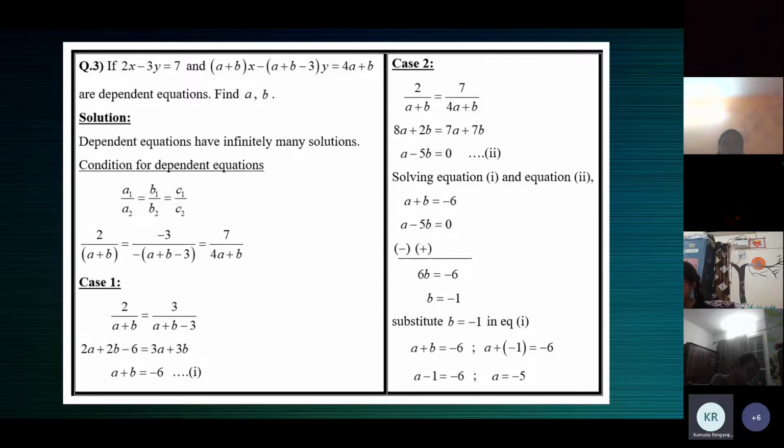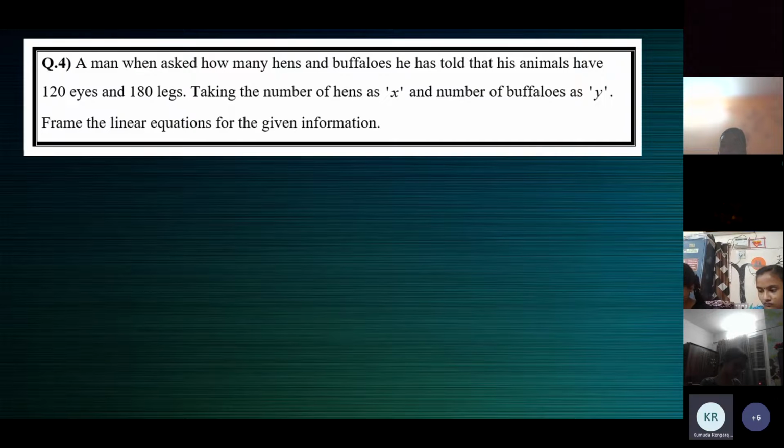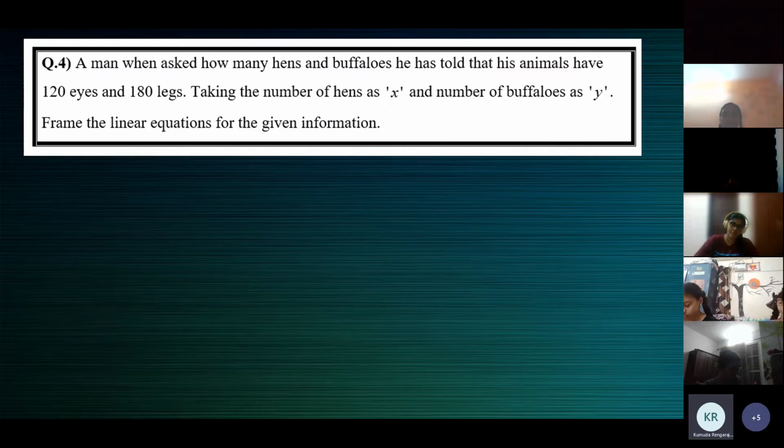You can ask me your doubts, children. No doubt, ma'am. Okay. The next question. The word problem. It's not difficult to construct equations. We have started with word problems. We have not completed though. But you can very easily try this. You know, you'll have to use X and Y. Oh, here it's given. Take number of hens as X. Okay, that's also given to you.